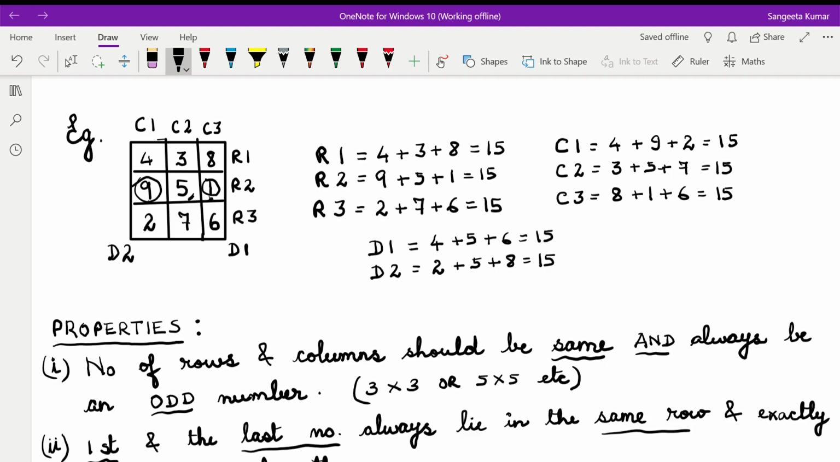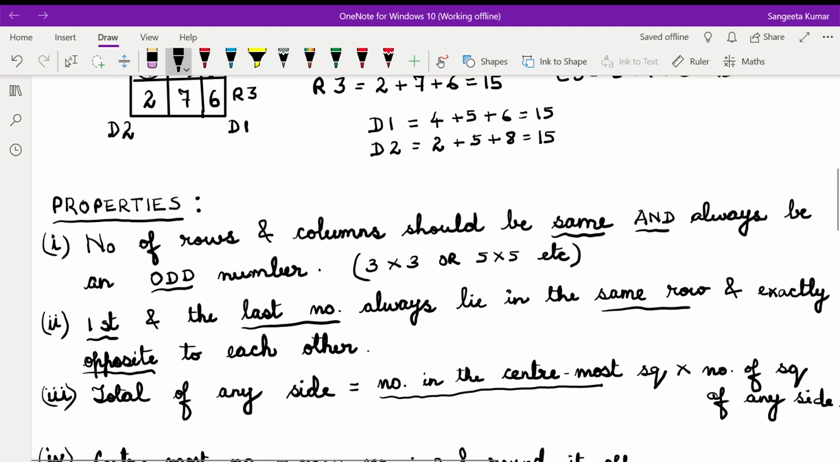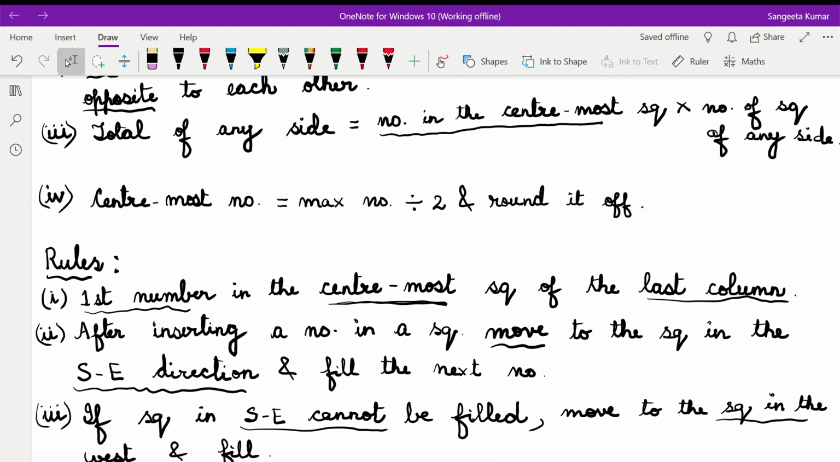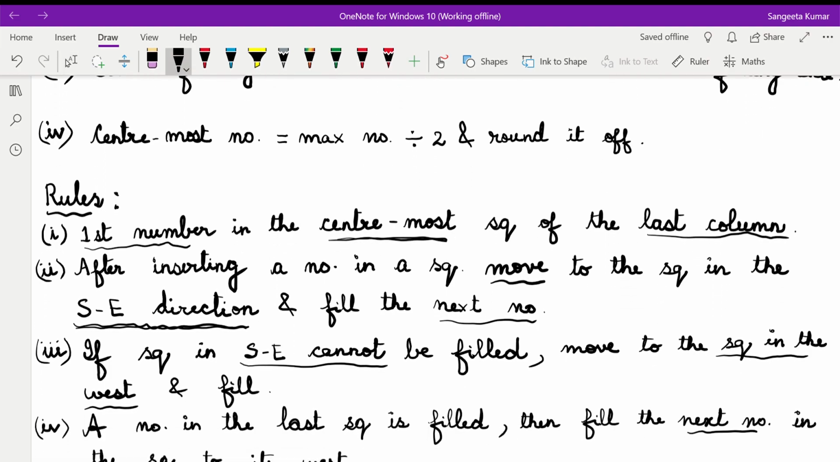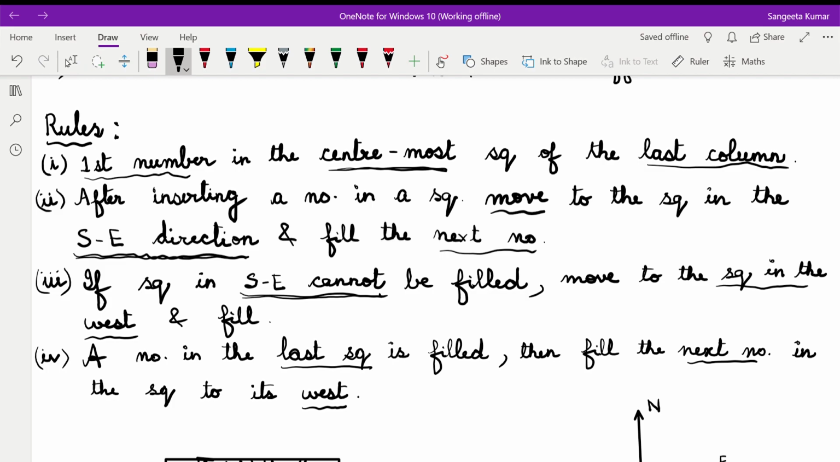As we can see here, 1 is placed in the last column, in the centermost square. So this is rule 1. Then, after inserting a number in a square, move to the square in the southeast direction and fill the next number. The third rule is, if the square in the southeast cannot be filled, move to the square in the west and fill. If a number in the last square is filled, then fill the next number in the square to its west.